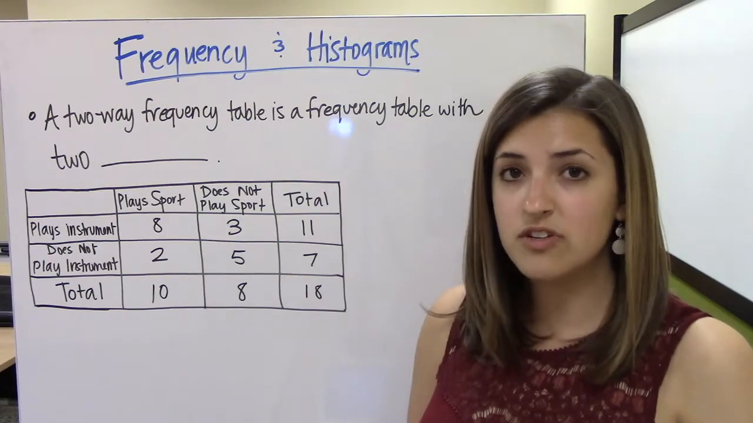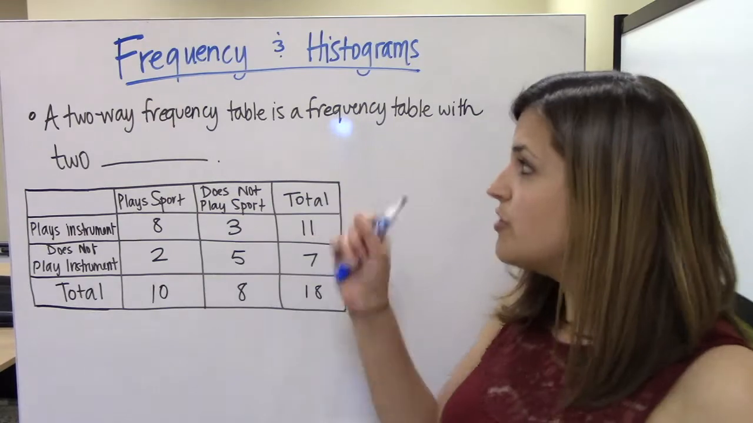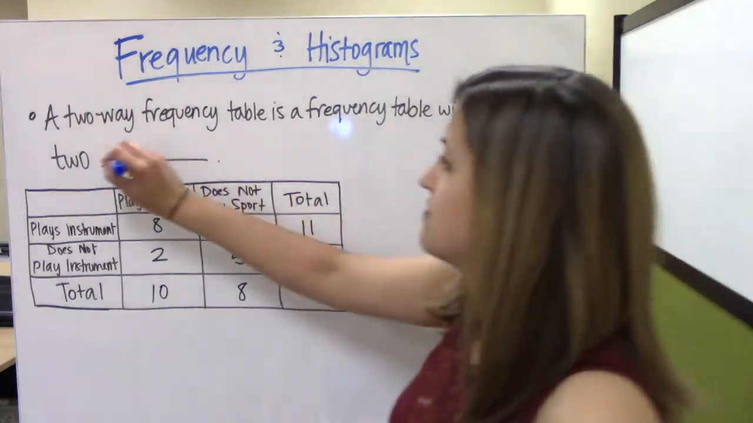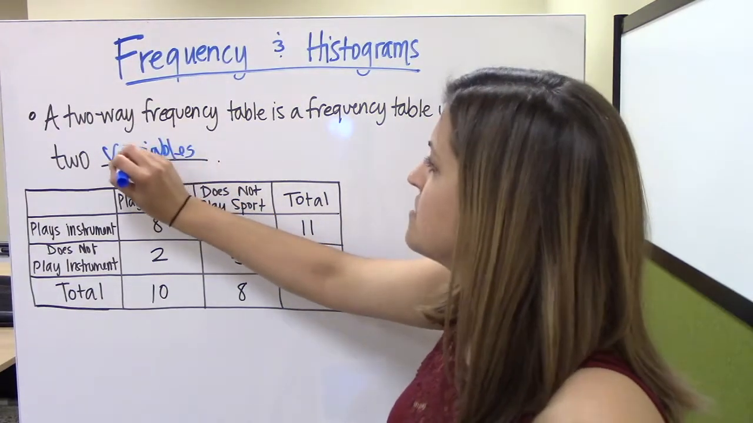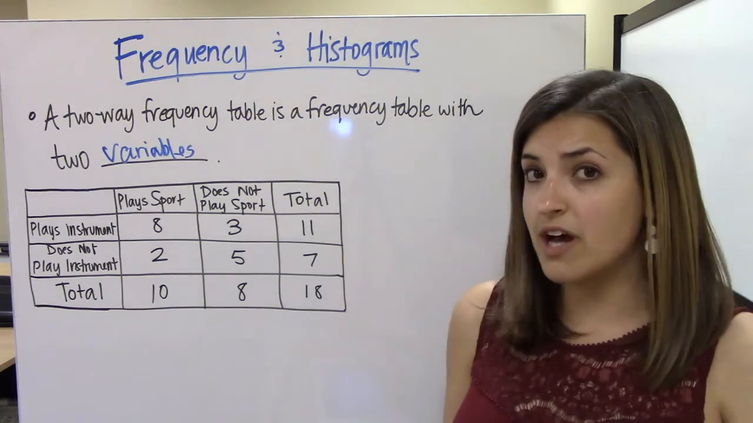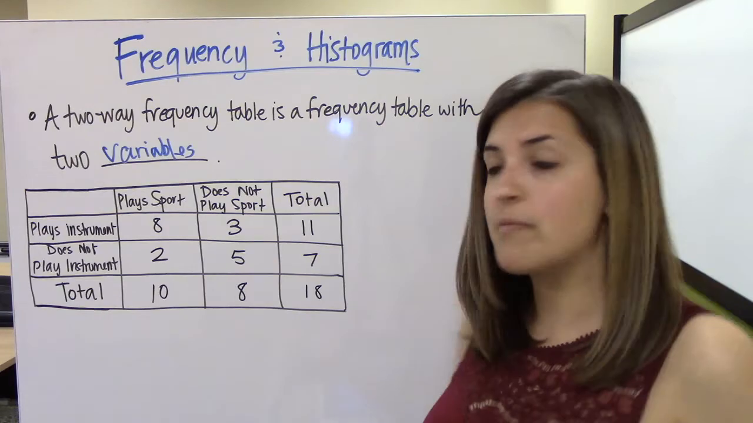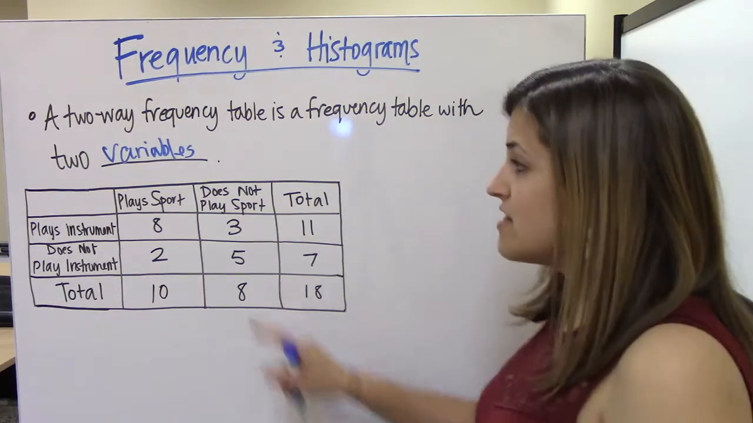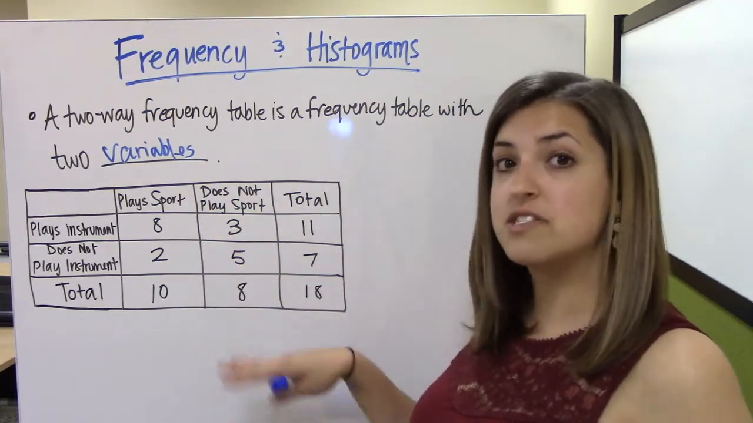The last thing we're going to learn about today are two-way frequency tables. So a two-way frequency table is a frequency table with 2 variables. So these are the variables here. And this is what a two-way frequency table looks like. We have 2 different things going on. So imagine somebody gave a survey to different students about whether they played a sport and whether they played an instrument.